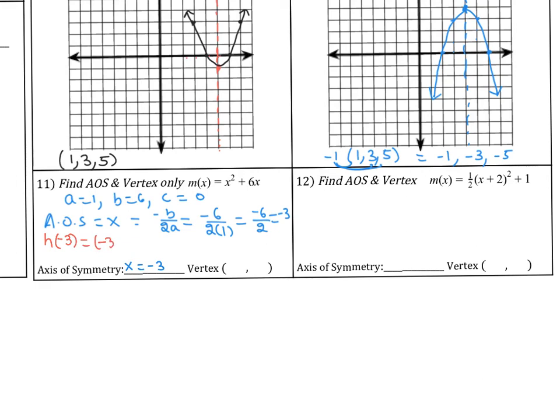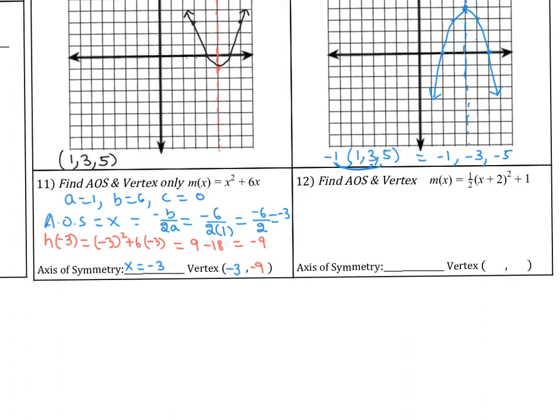So negative 3 squared plus 6 times negative 3. So that's going to be 9 minus 18. So that's going to be negative 9. So negative 9 for the y coordinate and for the x coordinate is negative 3. So the vertex is negative 3 comma negative 9.